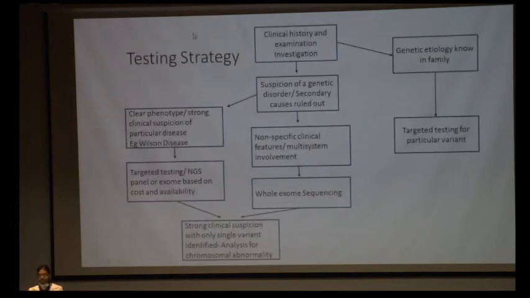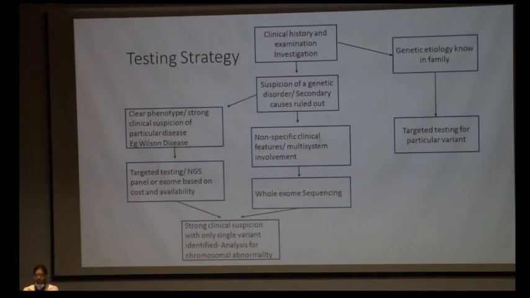So a testing strategy could be: a patient has come to the OPD, and after clinical history and examination, you have a suspicion of a genetic disorder. After ruling out secondary causes, if there's a clear phenotype or a strong clinical suspicion of a particular disease, for example Wilson's disease, then you could do targeted testing, an NGS panel or exome, based on cost and availability, because not all genes might be covered in a targeted testing.